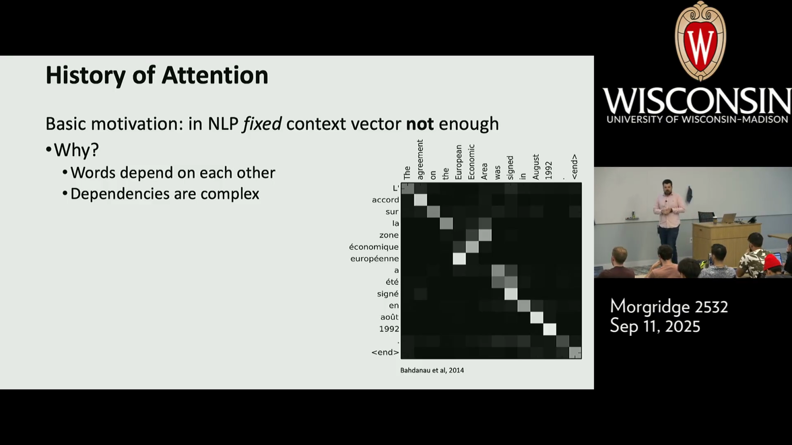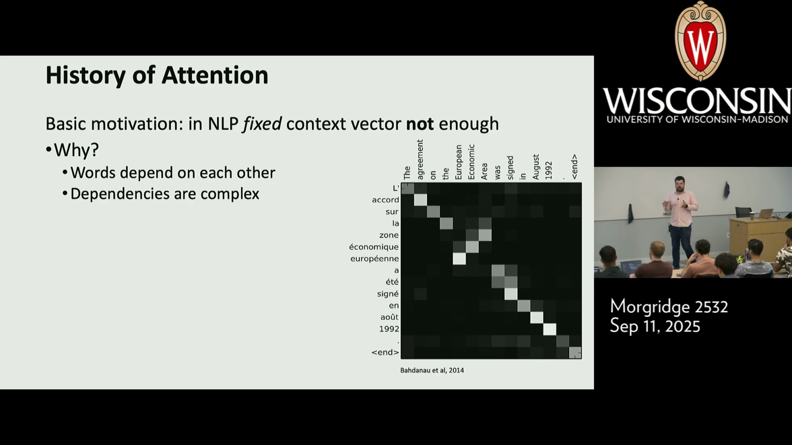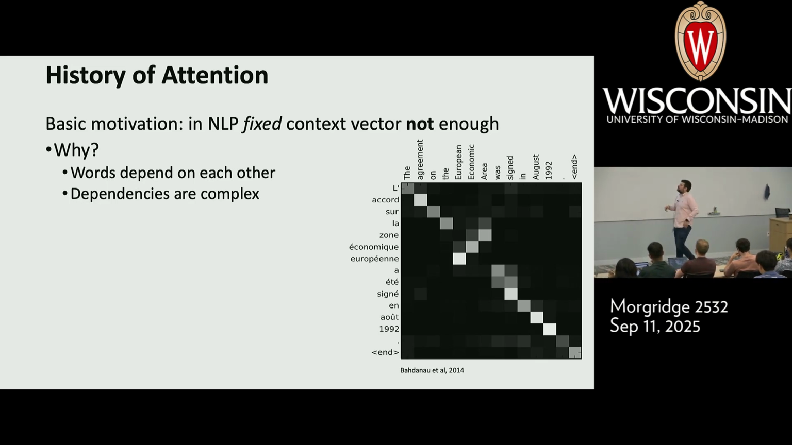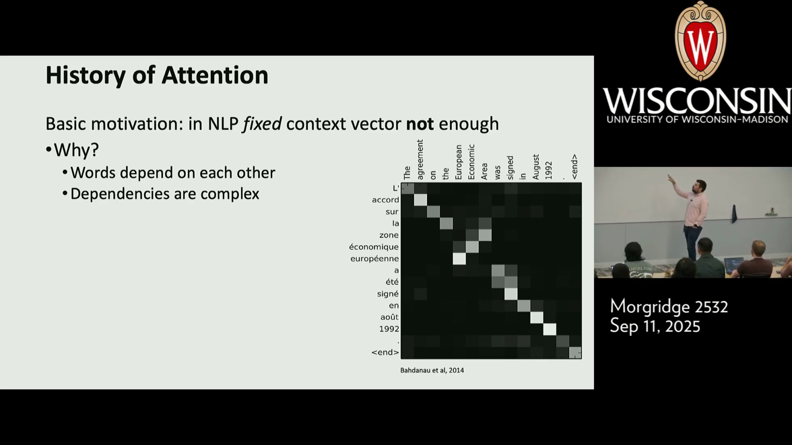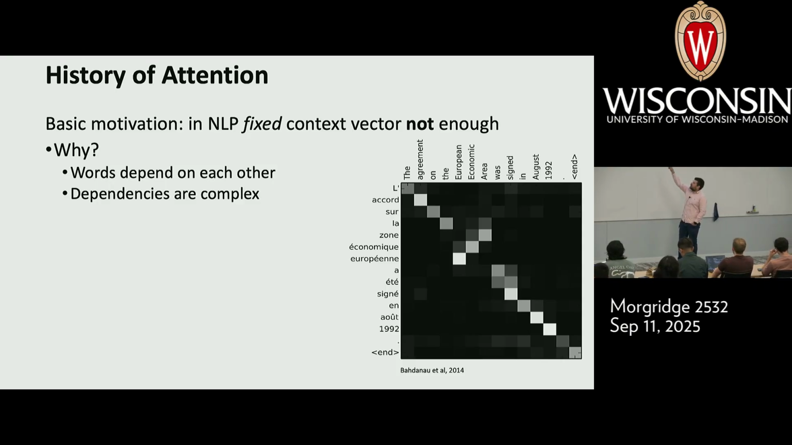As I mentioned, this was something people were really thinking about for translation. So what you're seeing here is the way words relate to each other across a pair of sentences, which are the same sentence, but versions of each other in different languages. On the y-axis here, you're seeing it in French. On the x-axis on top, you're seeing it in English.